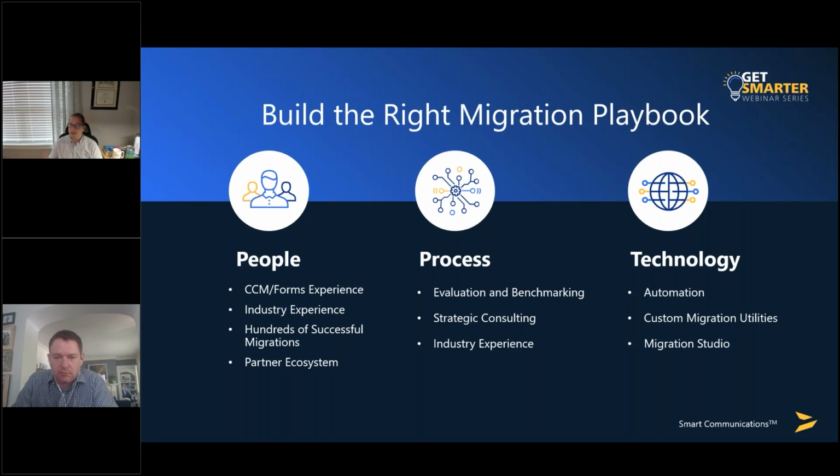Last but not least, the technology. This is a very important part of your migration. Having a modern system that can do what you need it to do to meet your customer demands and please your customers at the end of the day. So look for automation, that heavy lifting, that content that you took all that time to build in the past. Make sure you look for ways to speed up that process. Look for migration utilities that we'll talk about in a moment, and also look at Migration Studio within SmartCOMM that can help speed up that process.